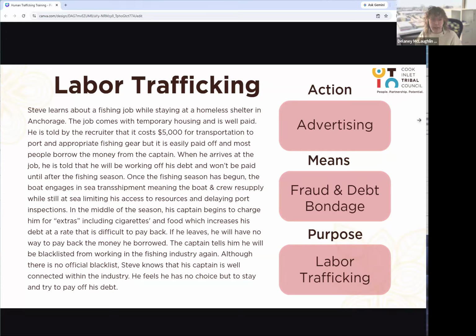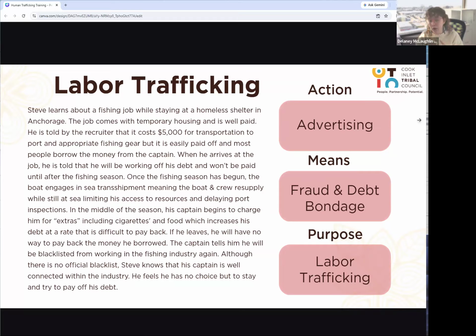So in this scenario, Steve was recruited via a false job advertisement. He was also recruited out of a homeless shelter, which in this case means that he had this unmet need of stable housing, which the job met by providing housing as well as pay.